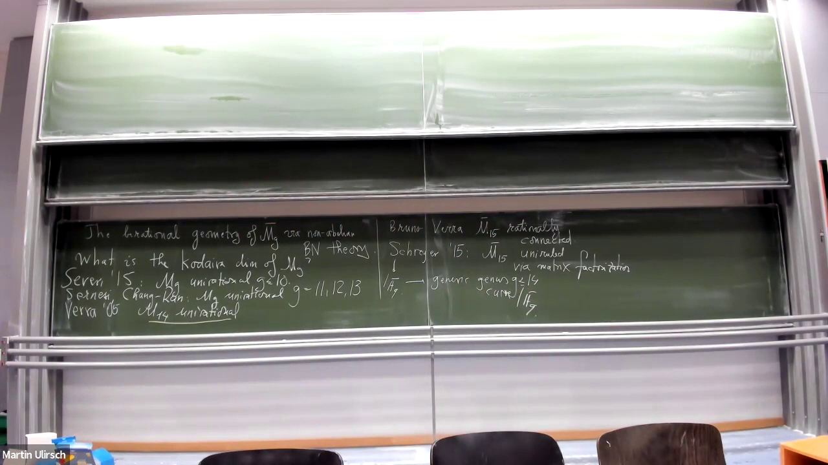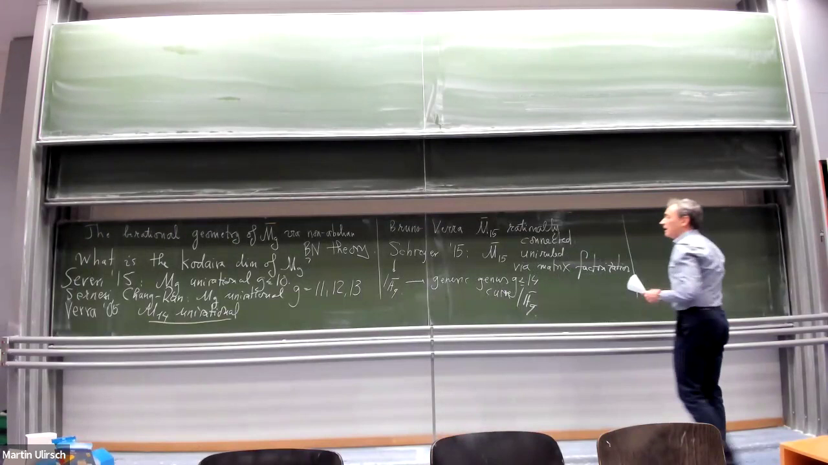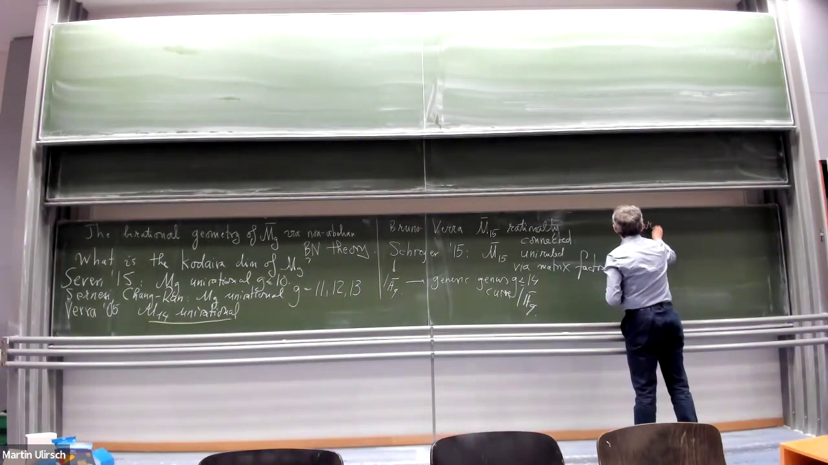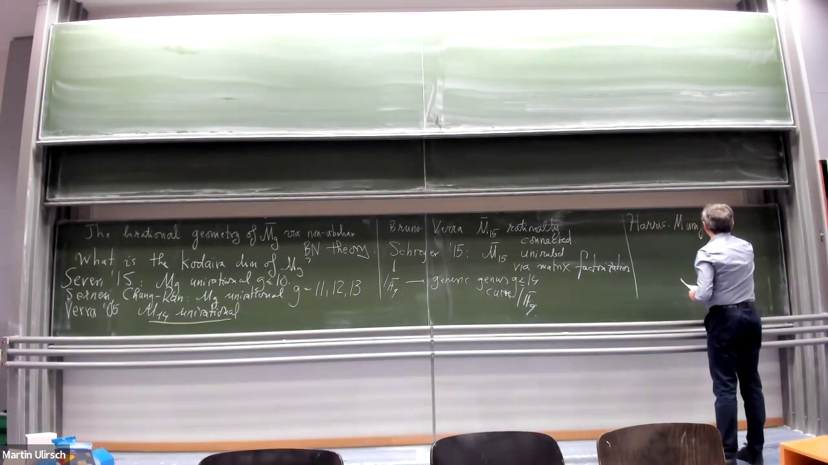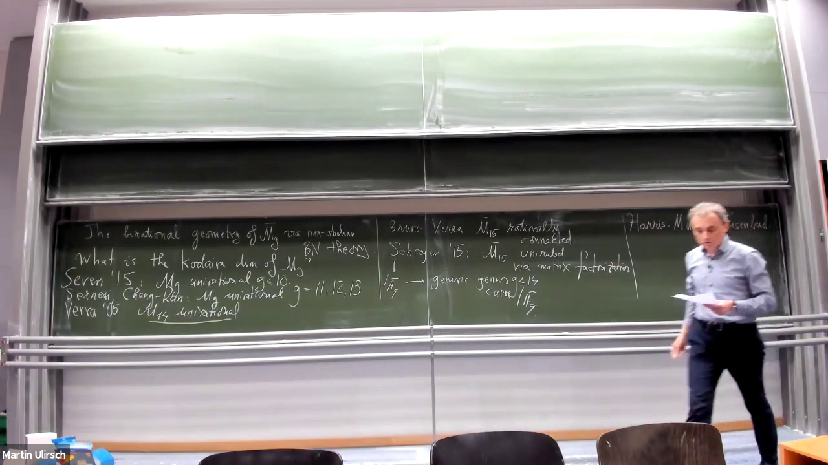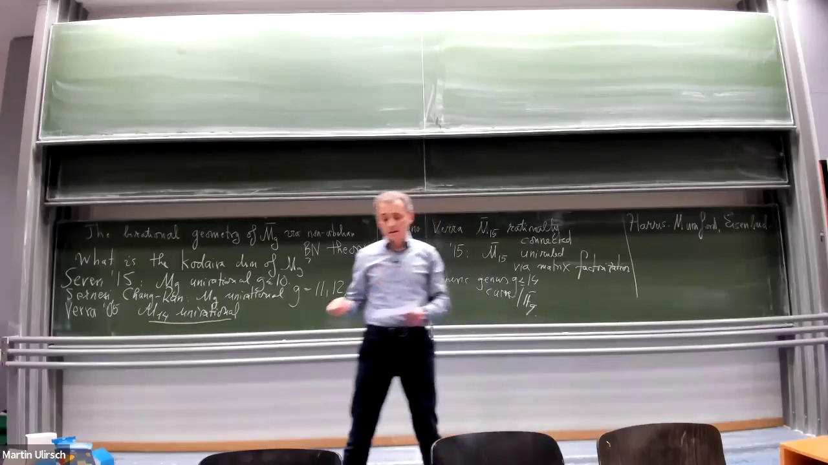But this is the positive side of the story. There is, of course, a famous negative result due to Harris, Mumford and Eisenbud, in the 80s, really very important papers in moduli theory, who actually disproved, in a maximal sense, the unirationality conjecture and showed that M_g is of general type for genus g at least 24.